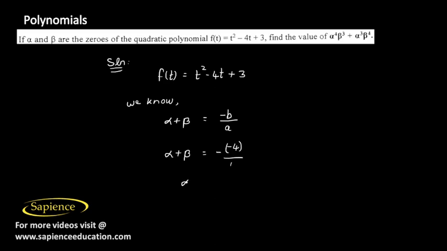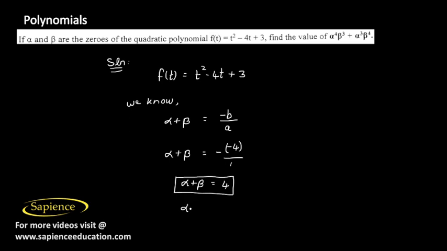So this is the given polynomial t square minus 4t plus 3, and we know from the relation between the zeros and the coefficients of a quadratic polynomial that the sum of the zeros alpha plus beta is equal to minus coefficient of t divided by coefficient of t square. So in this case, alpha plus beta will be equal to minus of minus 4 divided by 1. So sum of the zeros will be equal to 4.